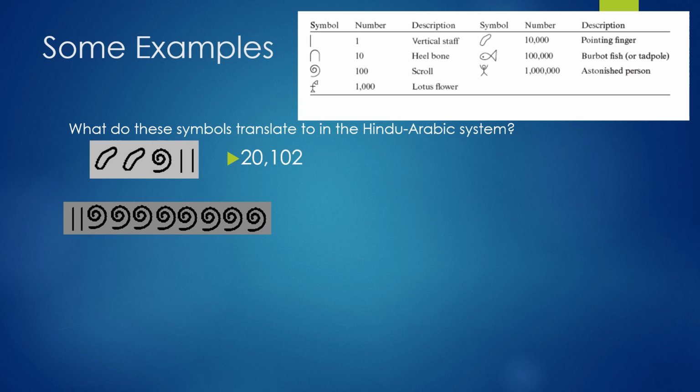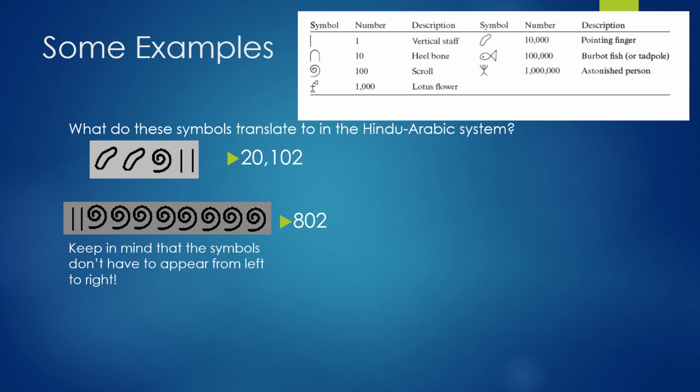In this case, we've got 2 vertical staves followed by 8 different scrolls. You can count them if you'd like. In this case, that means 2 times 1, which is just 2, and 8 times 100, so that's 802. Remember that they don't have to appear from left to right, or even in sequence. And that can make things a little confusing, but ultimately it makes it a lot easier to write numbers down.